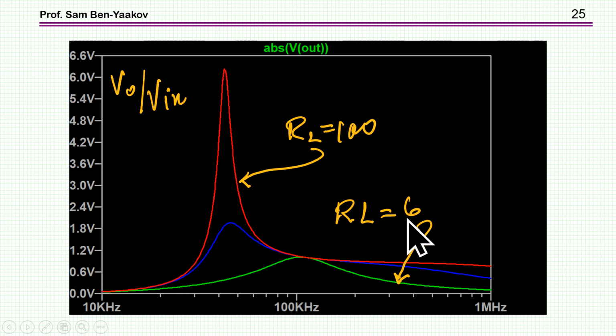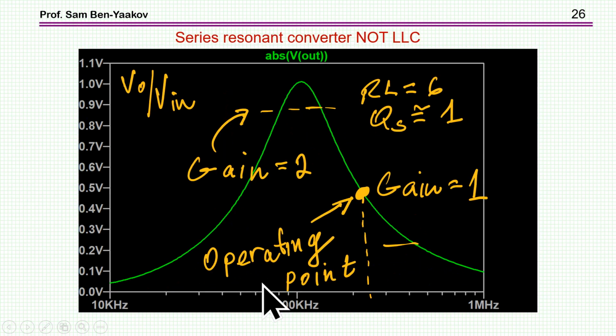Well, I cannot change it. If I could have changed RL, I could have gotten into this low frequency region with gains, etc. But with Rn given as 6 and the inductors that I have and the frequency that I've chosen, about 100 kilohertz, I cannot use this circuit as an LLC converter. That's the fact. So what can I do?